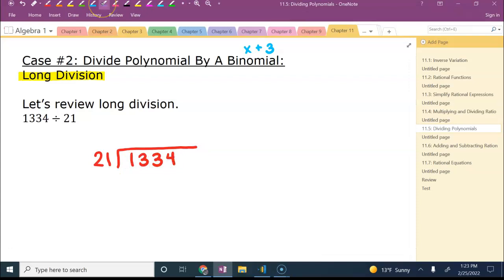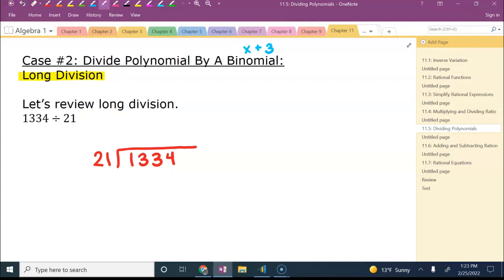Now, if you remember, you start by trying to take this number out front into a number that's divisible here. And you want to start from the left and work your way. Now, 21 is not going to be able to go into just 1 or 13. So I'm going to have to look at the 133. If you don't know how many times 21 can go into 133, you can use a calculator or use some longhand math over here and start taking 21 times 3, times 4, times 5 and see what number works.